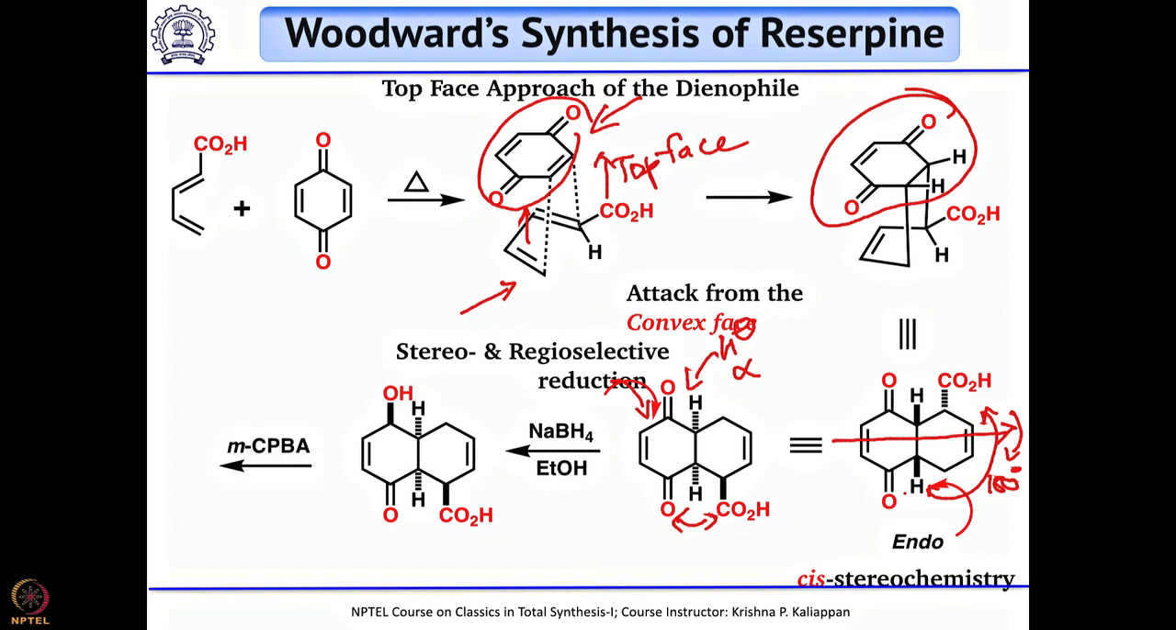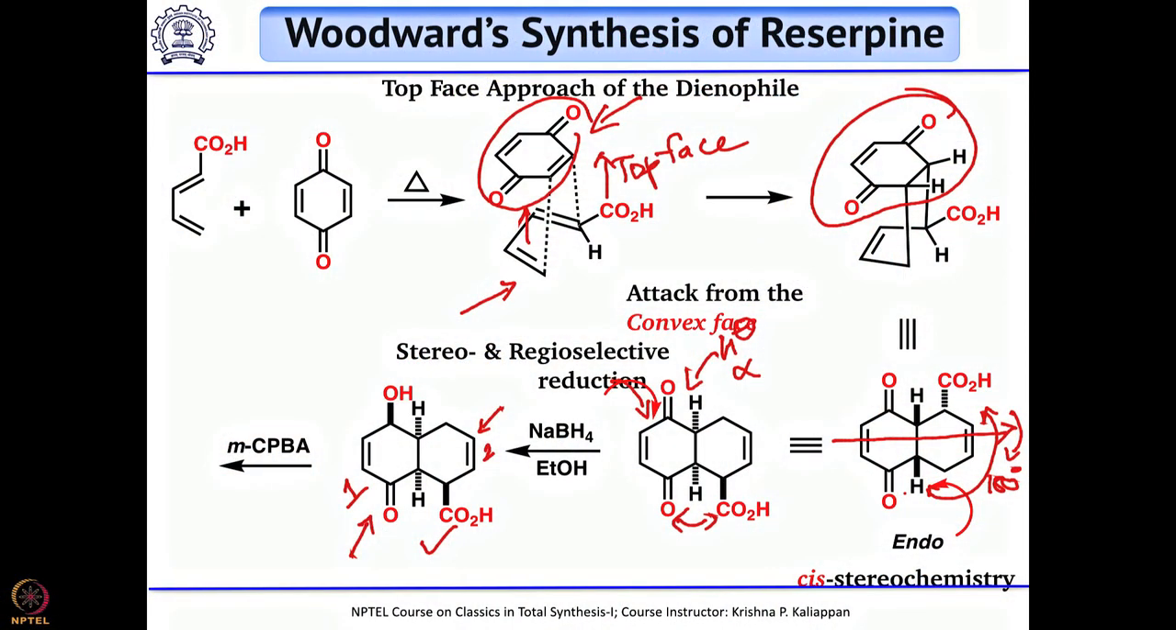Now, if you take this compound and treat with MCPBA, what will you get? There are two double bonds, double bond 1 and double bond 2. Which double bond will it epoxidize? That is question number 1. Question number 2: whether the epoxide will be alpha or beta.